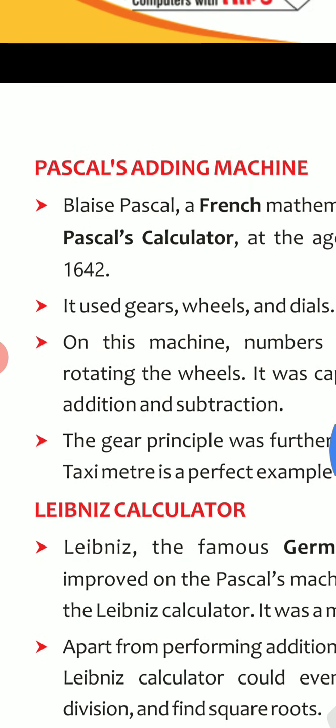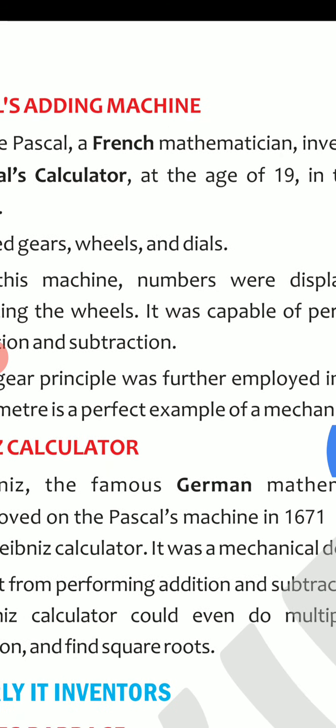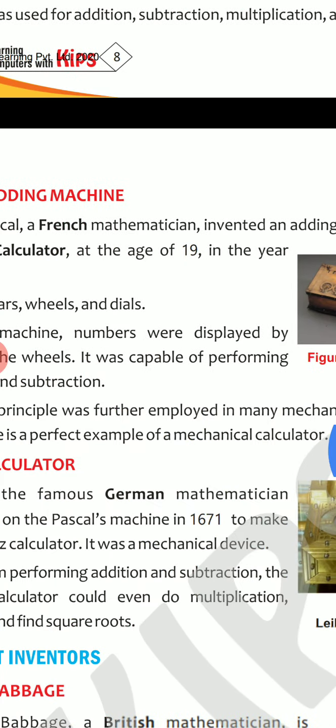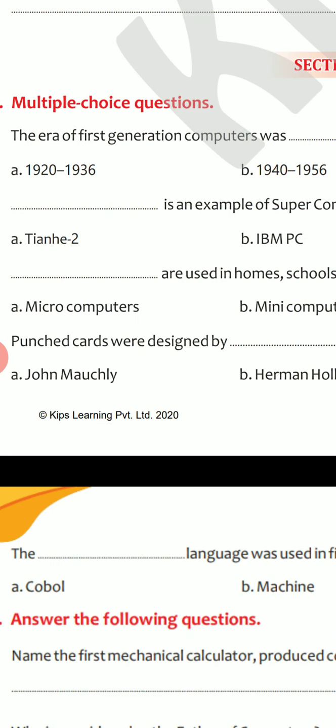The next machine which we had discussed that day was Pascal's adding machine. Pascal's machine was developed by a French mathematician, and he invented this machine at the age of 19.